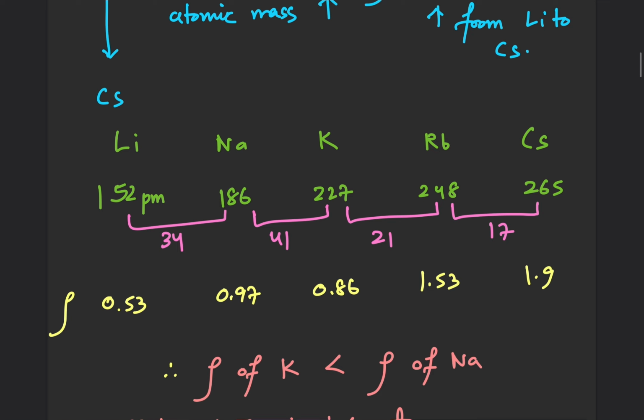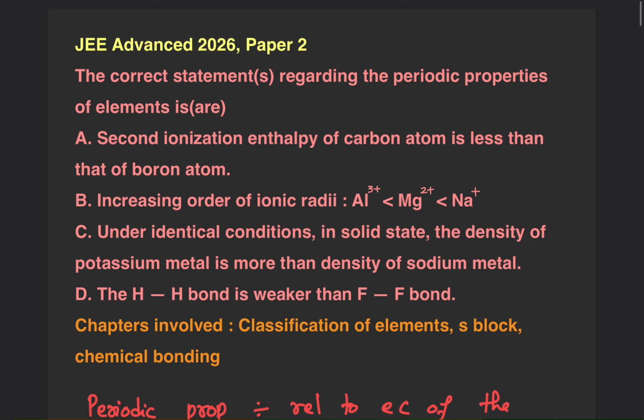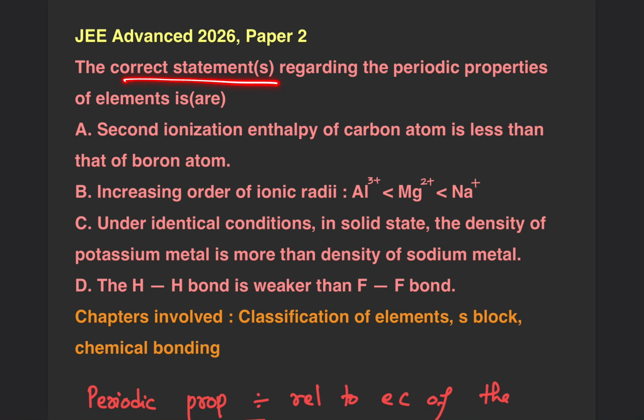Okay, so therefore the correct statements are: A is correct, B is also correct, C is incorrect, and D is also incorrect. So the correct answer is A and B.